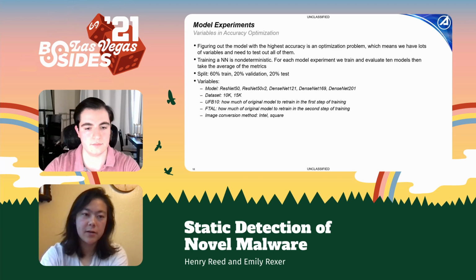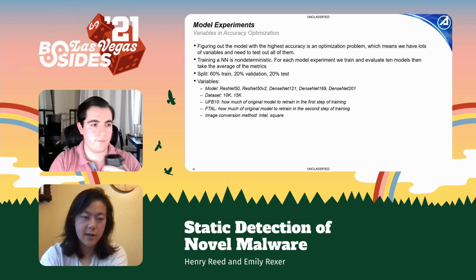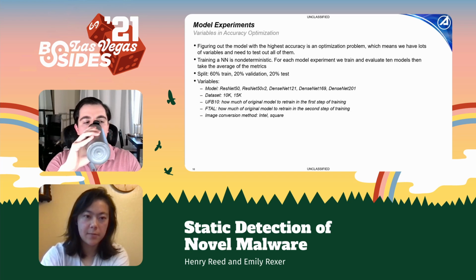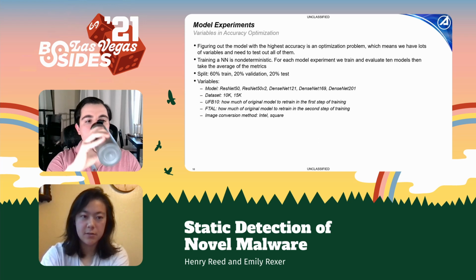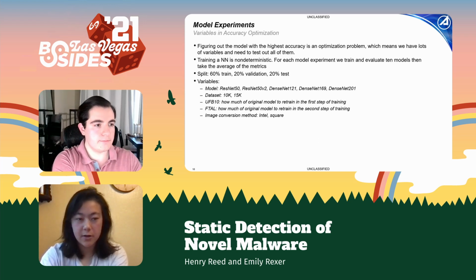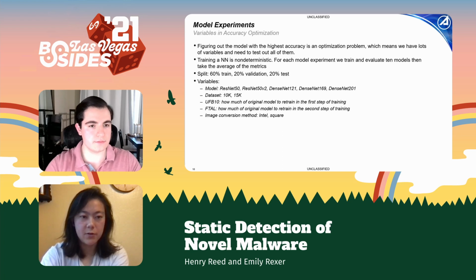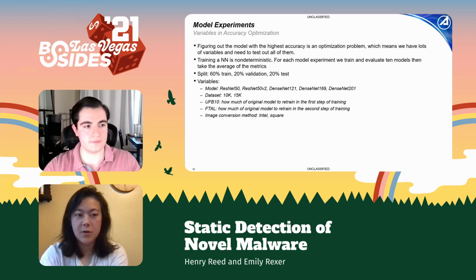Note too that training a neural net is non-deterministic, like I said before. So to counter this, for each model experiment we're running, we're actually training and evaluating 10 models and then taking the average of the metrics to try to reduce randomness. And our data set split is 60-20-20 train validation test. So here's a list of all the variables we're going to try to mess with.